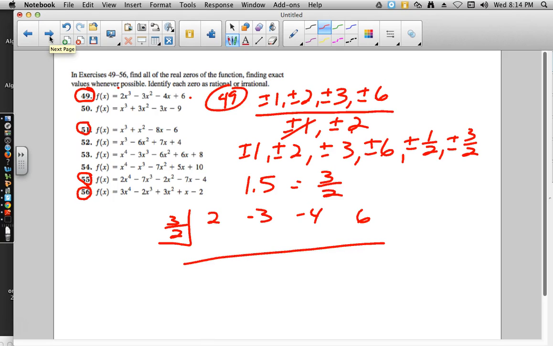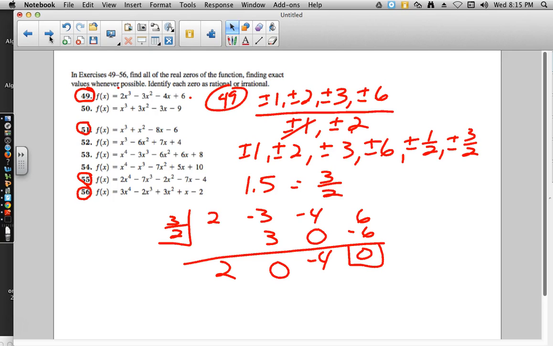Otherwise I'd have to put a 0 in place for the coefficients. Bring the 2 down, multiply 2 times 3/2 and you get 3. Negative 3 plus 3 is 0. 0 times anything is 0. In the box we add and we get negative 4, and then we would take negative 4 times 3/2 and that would give us negative 6. And this is now guaranteed as a 0.